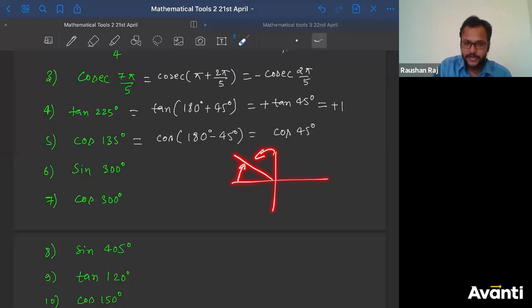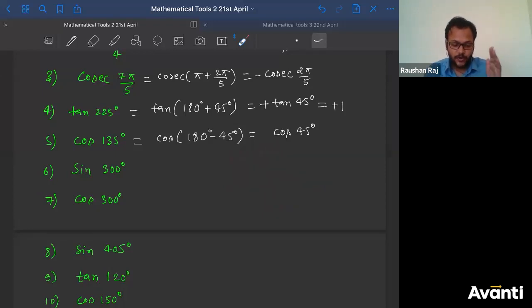That means second quadrant. In the second quadrant, what are the trigonometric ratios that are positive? Sine and cosec, they are positive. This is cos, so what will I write? This is minus cos 45.